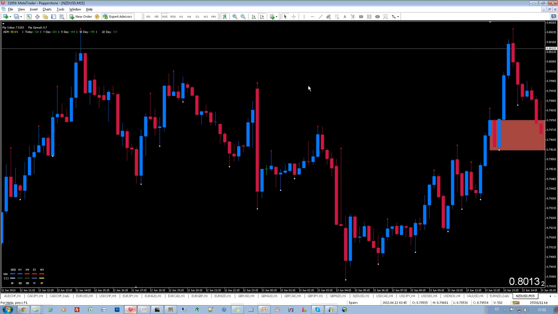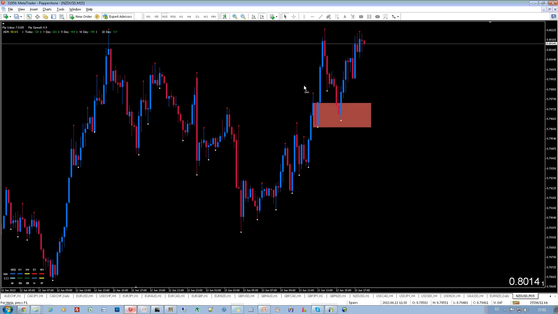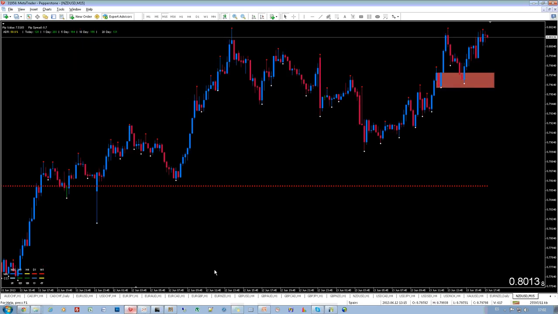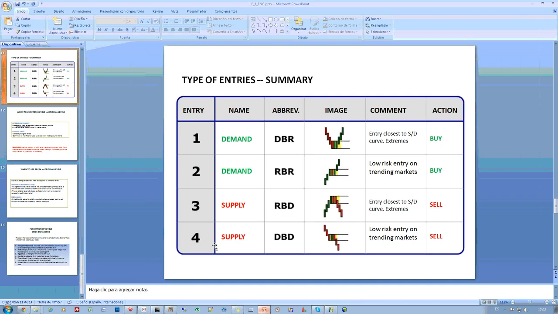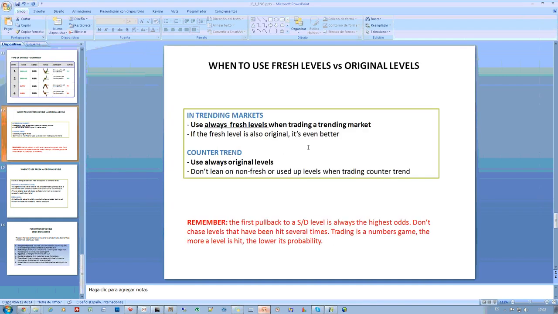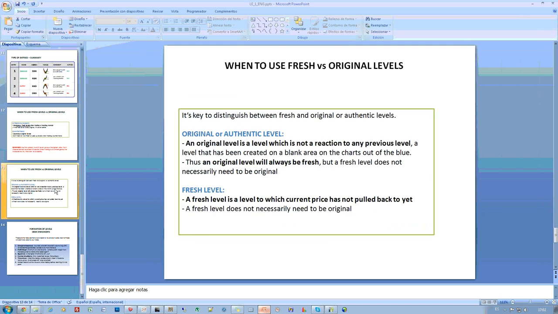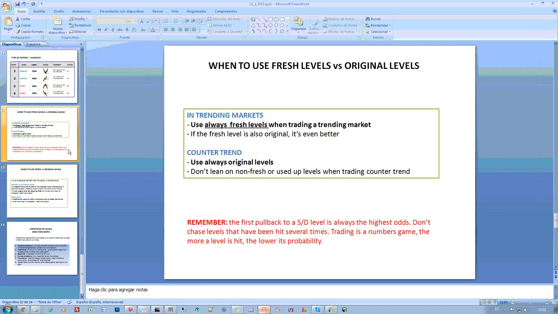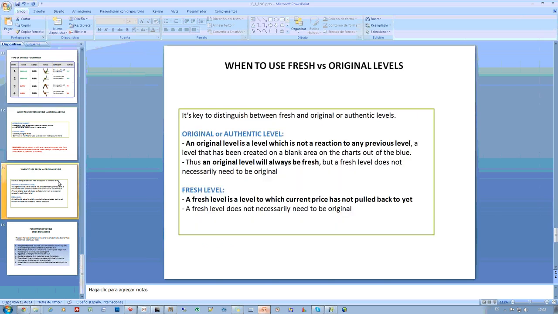Now we will talk about the differences between a fresh level and an original level, which is the most important thing in this kind of trading, supply and demand trading. So let's go to the slides and talk about fresh and original levels.